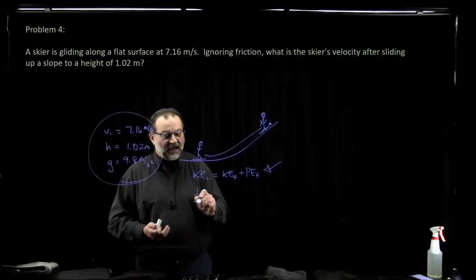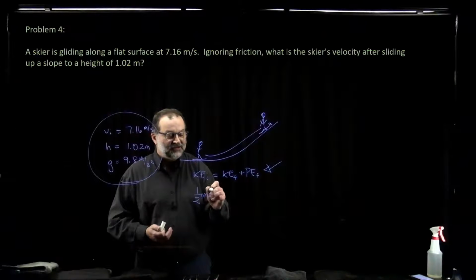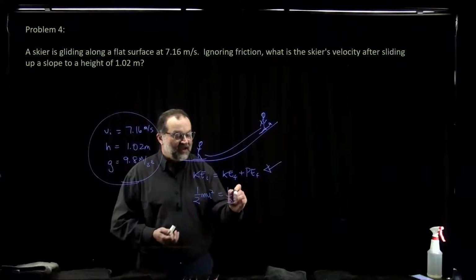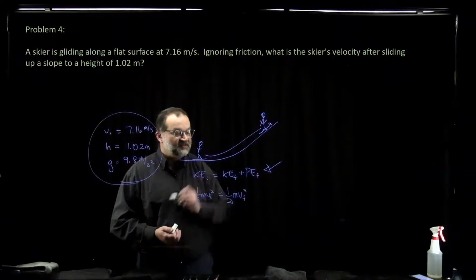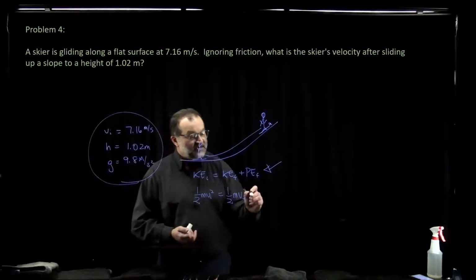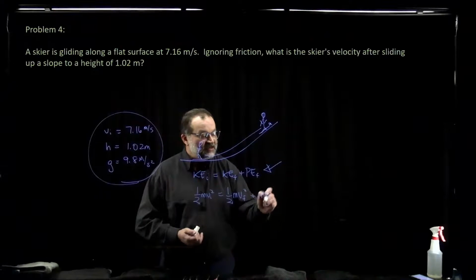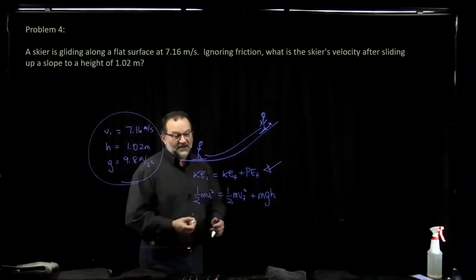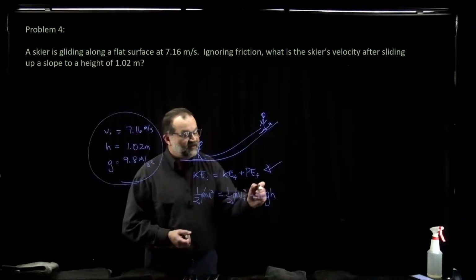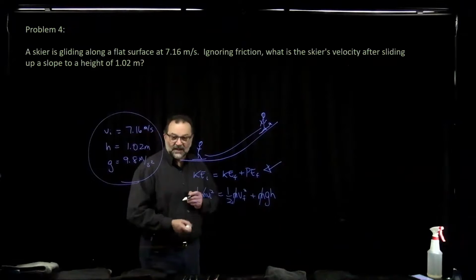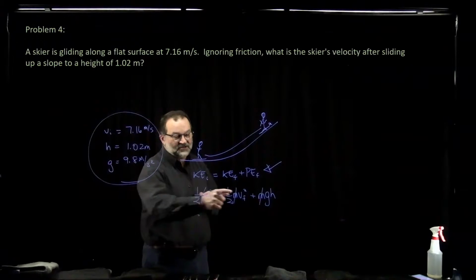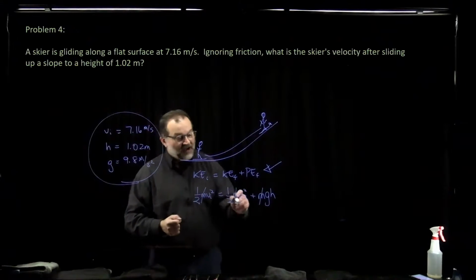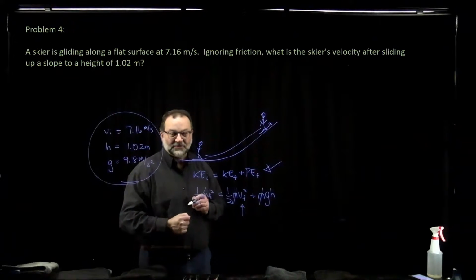So 1/2 mass times velocity initial squared equals 1/2 of the mass of the skier times their final velocity squared plus mgh. And here's the thing that we find out when we do this. The mass all divides out. We're left with initial velocity squared, final velocity squared, and gh. And what we're after is that piece right there.